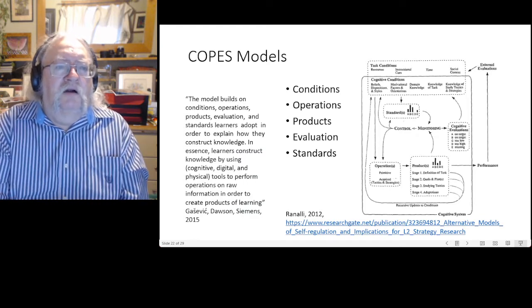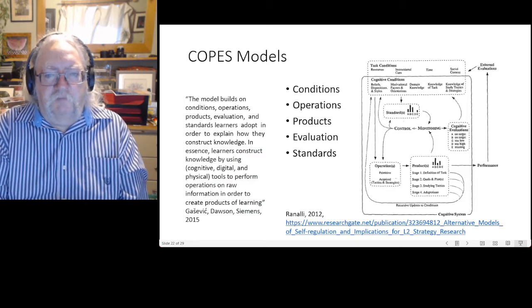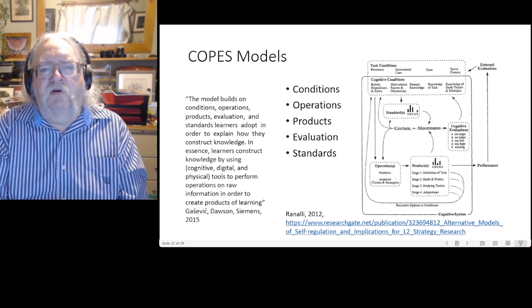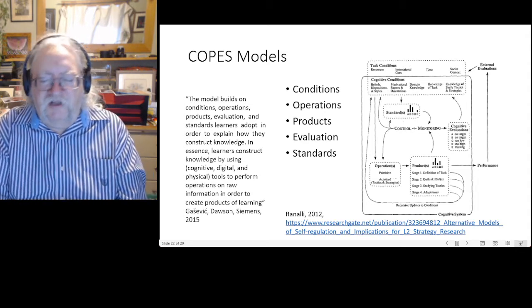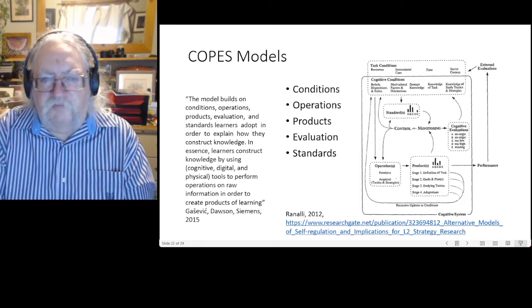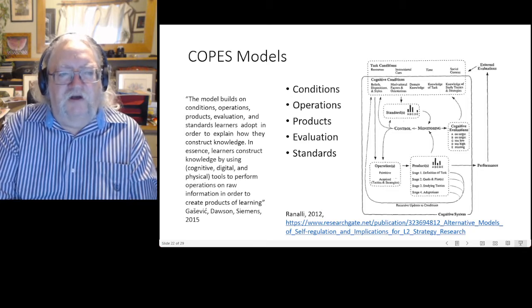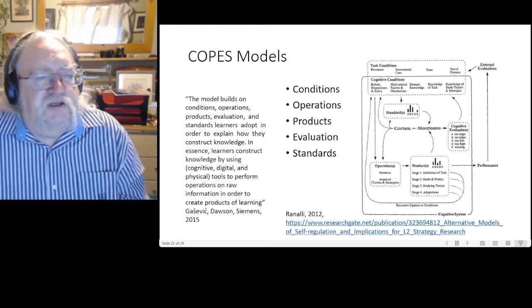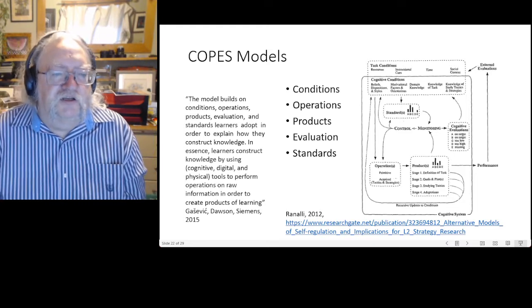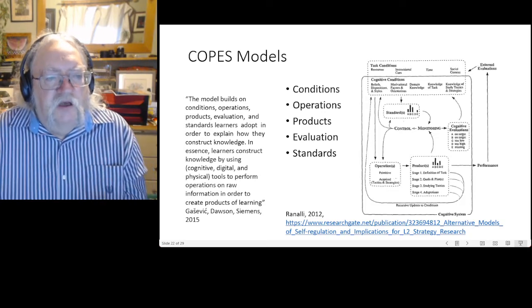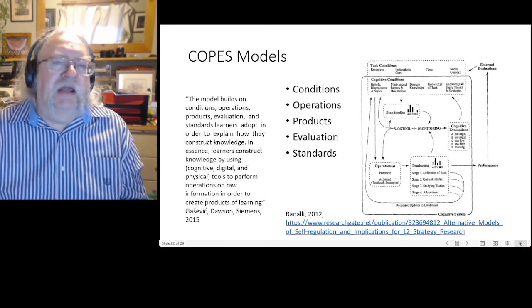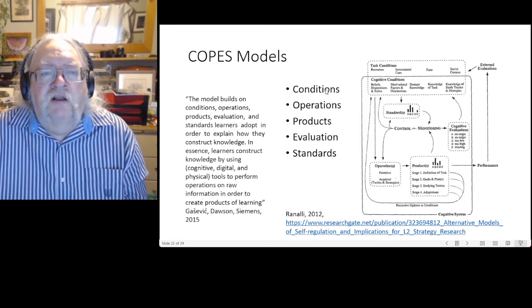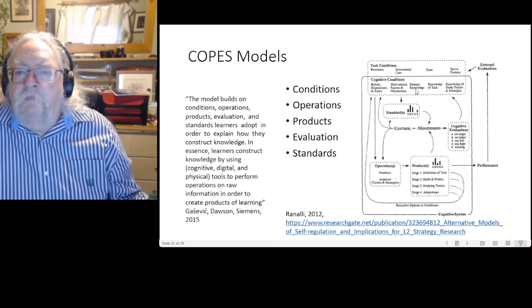So the sort of theory that I just described is based on a theory about how we construct knowledge, the different processes that are involved. And again, this assumes a constructivist approach. But here we have, and I'll quote from the same authors again, a model that builds on conditions, operations, products, evaluation, and standards learners adopt in order to explain how they construct knowledge. So, in essence, learners construct knowledge by using tools to perform operations on raw information in order to create products of learning. Well, that's something that we can analyze and assess, right? So we're looking for these five elements of Winne's model, and here we find them in this diagram.